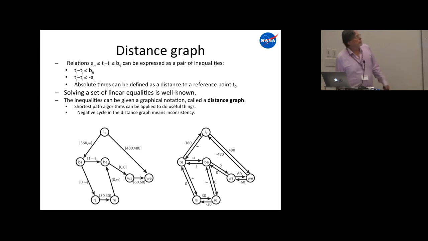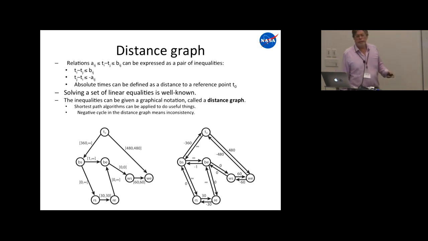So here's an example of just our ordinary STN, and here it is expressed as a distance graph. So you see you have it here, the input STN, you have a directed graph between T0 and BS, and then in the distance graph, you have two directed edges, one expressing the upper bound of the constraint, and the other expressing the negation of the lower bound.